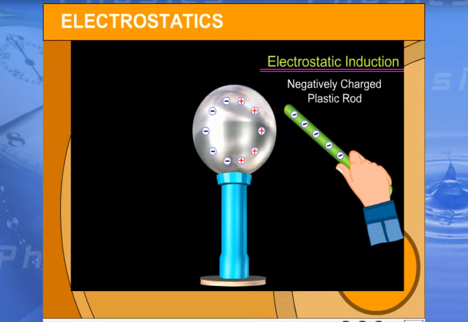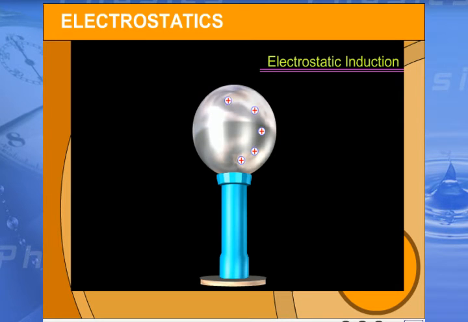Now, the negative charges on the sphere are grounded, that is, earthed. The positive charges at the near end remain held due to the attractive force. Now, the sphere is removed from the ground and the positive charge continues to be held at the near end. Now, the plastic rod is removed. Finally, the positive charge spreads uniformly over the sphere.